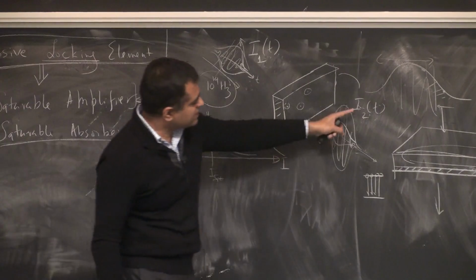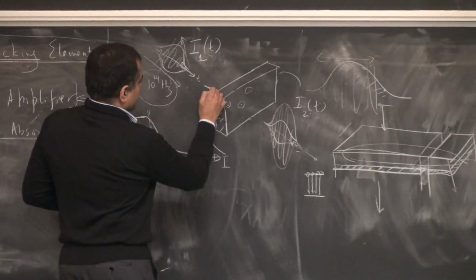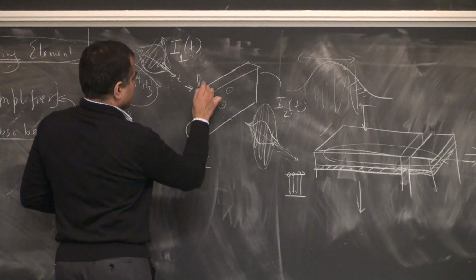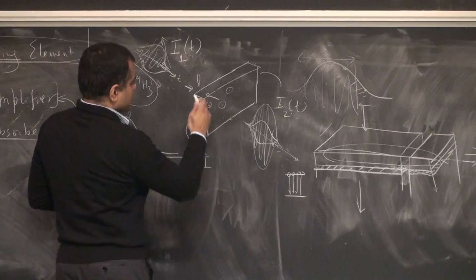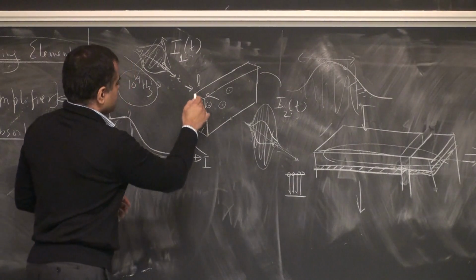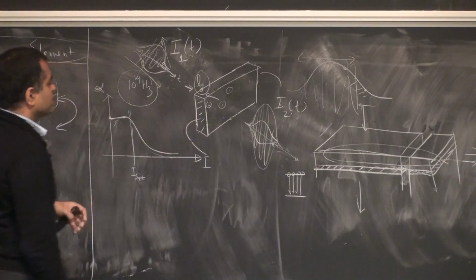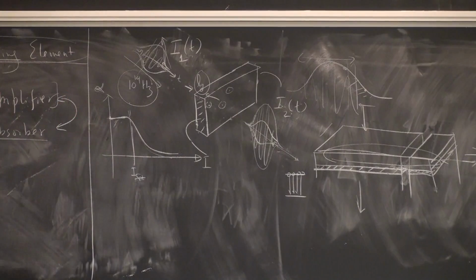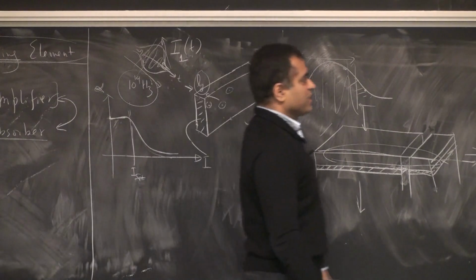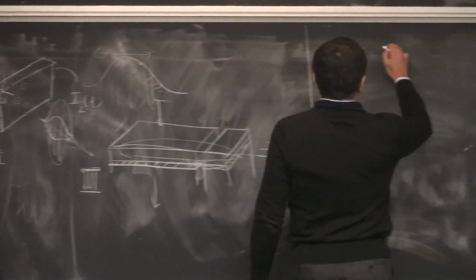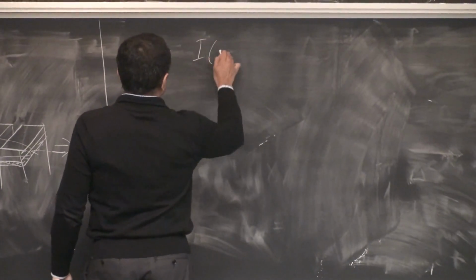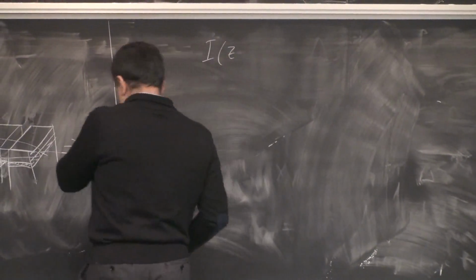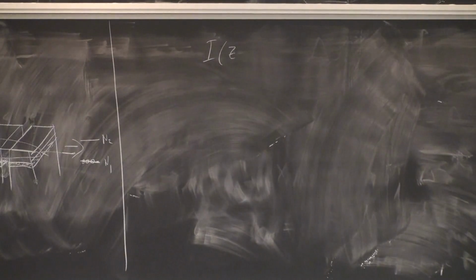What is I2 as a function of I1? Let's say the length of this region is L. We'll label it L sub G, though in an absorber you may not have gain, but just loss. L sub G is the length of this region. The pulse goes through, and what comes out here is what we are after. We know how intensity changes in space, but now we want to solve it as a function of time. That's kind of new here.